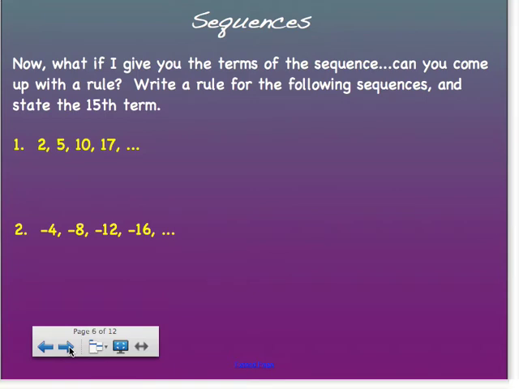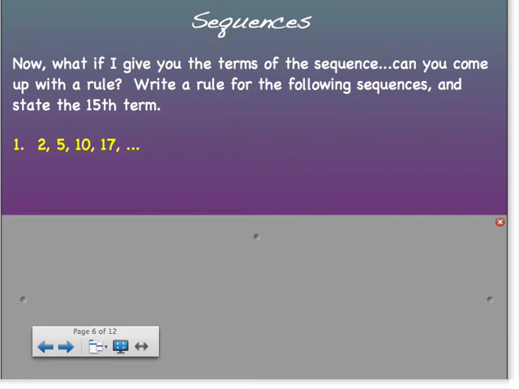Now, what if I give you the terms? In other words, last time I gave you the rule, I gave you the equation, I gave you how to actually generate the terms. What if I flip it on you? What if I give you the terms and I want you to make an equation? In other words, can you describe some sort of pattern that's happening with these terms and be able to predict what's going to happen going forward?